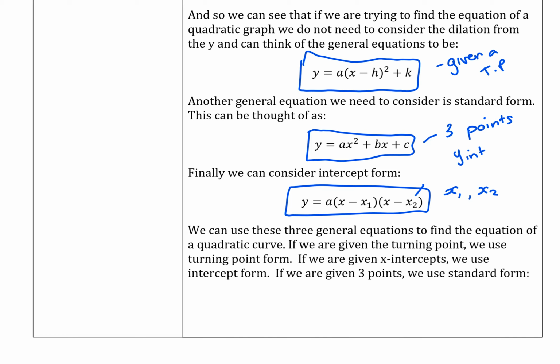If I was given a turning point, this is the one I'd use. If I was given 3 points, this is what I'd use. And if I was given the x-intercepts and one other point, then this is the one I'd use. Both of these require 3 points and are effectively interchangeable, but the one at the bottom will save you time.